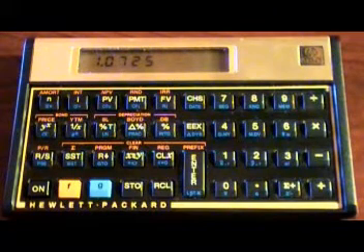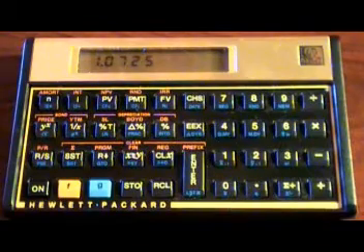Now this concludes the second part of doing basic time value of money calculations using the HP 12C. I hope this has been beneficial.